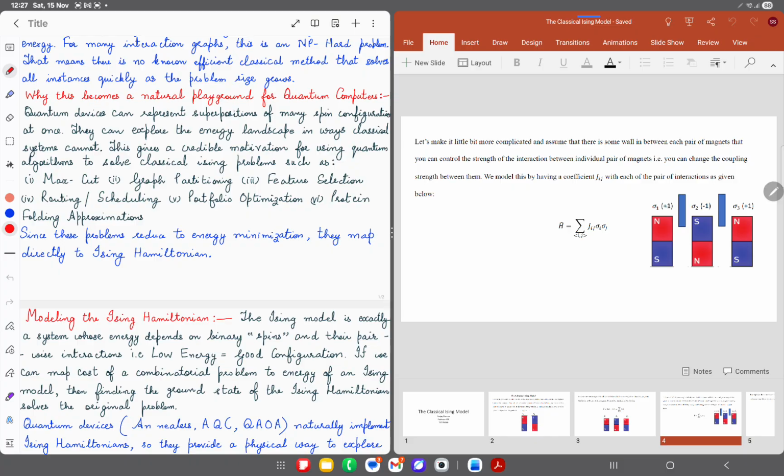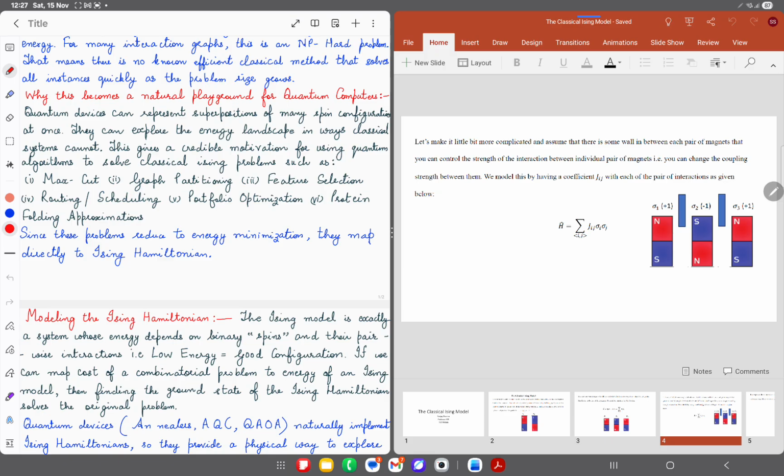Right. So let us define a coefficient J subscript ij, which defines the coupling between the two magnets. We model the coupling using this coefficient J_ij for each pair of interactions, as given below.